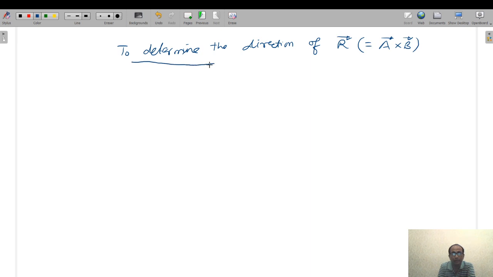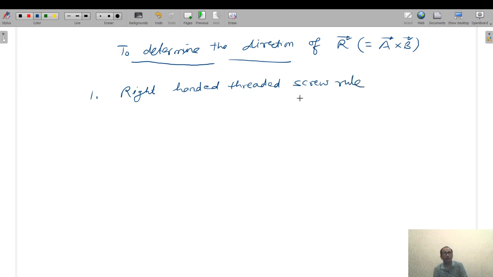So for that we can use right hand or right-handed threaded screw rule. So right-handed screw rule and or right hand curl rule. Okay, you can use one of the two.